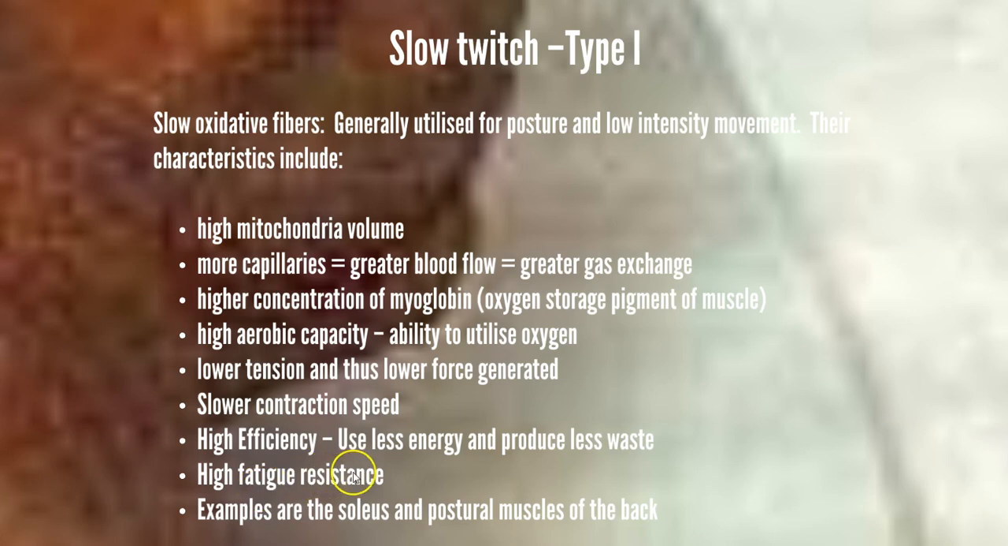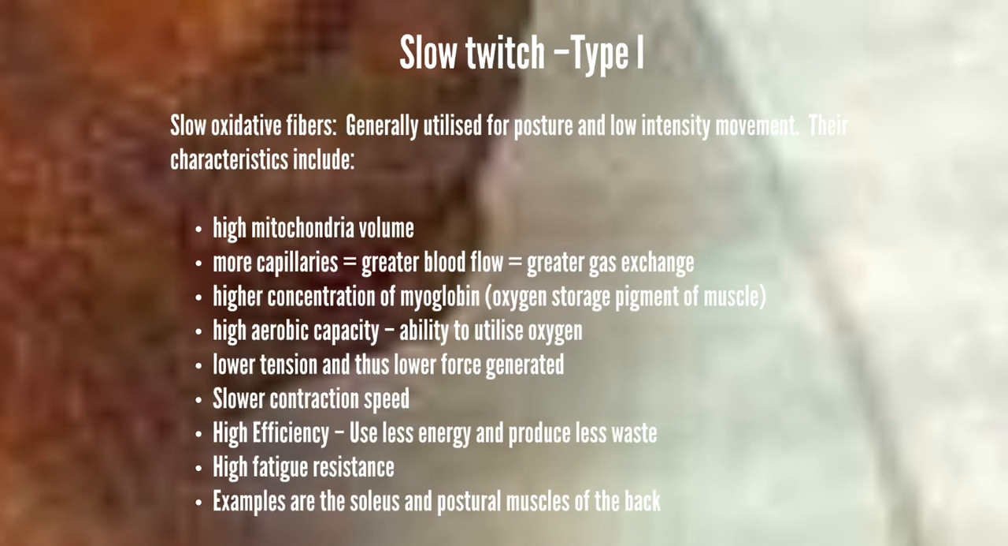and high fatigue resistance are the 4 things that I want you to remember there. So that's mitochondria, capillaries, myoglobin, and fatigue resistance. 4 key characteristics of slow twitch fibers. And there's a reason I've picked those 4, which will become clear soon. Okay, so we'll jump back in to the Prezi now.